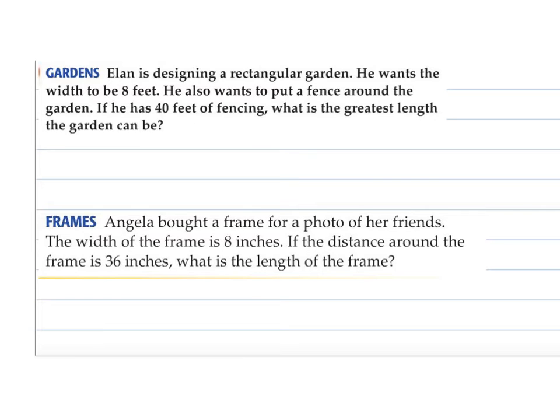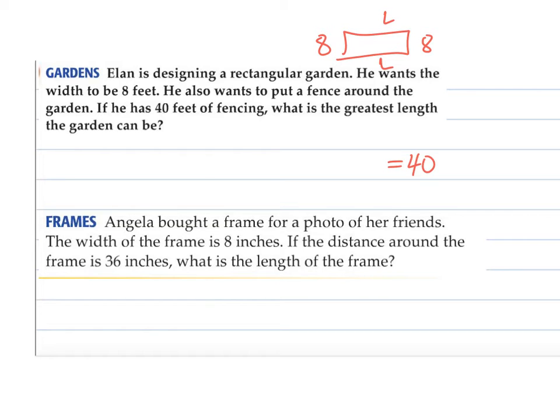All right, some word problems here to go through. Elena is designing a rectangle garden. He wants the width to be 8 feet. He also wants to put fence around the garden. If he has 40 feet of fencing, what is the greatest length the garden can be? So he's got a rectangle garden, and we know that the width is going to be 8, so each side has to be 8. We are trying to figure out what length he can have in order for him to use the 40 total feet. So our perimeter is going to be equal to 40.